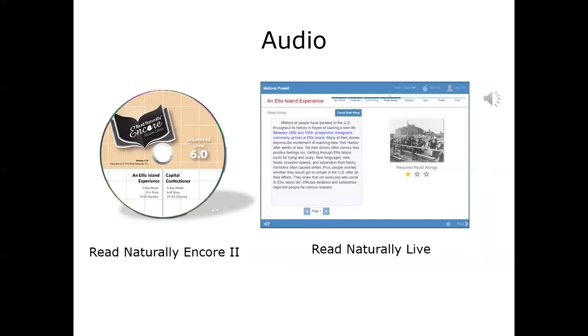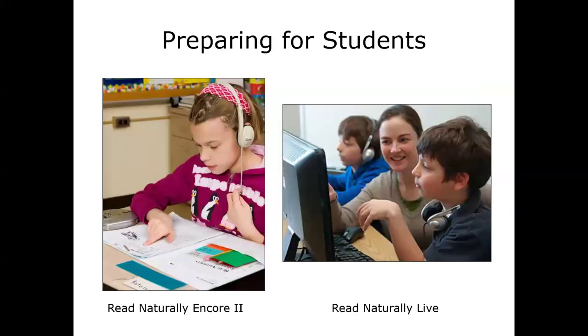The audio CD that comes with the levels that you purchase, each CD contains 2 passages. So the first CD in the set is passage number 1 and number 2. The next CD is 3 and 4 and so forth. So there's 24 stories in each level, which means there's 12 CDs because each CD contains 2 stories.